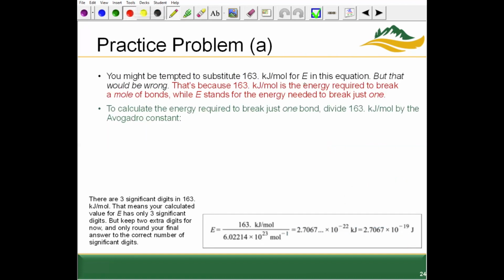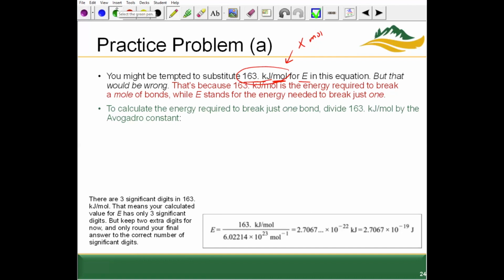So as mentioned, that E value needs to be energy. Here, though, we weren't given just energy in joules or kilojoules. Here we're given energy as 163 kilojoules per mole. We need to deal with this per mole. We need to get rid of it, so we just have units of kilojoules or joules.